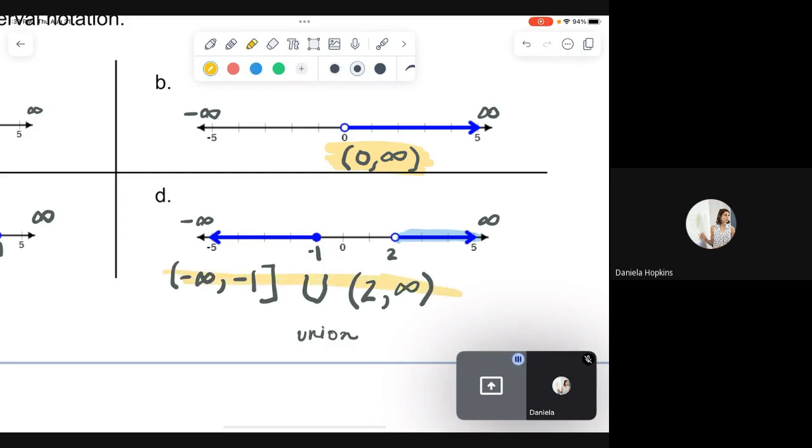Again, this is better than an inequality because your inequality would have been x is less than or equal to -1 union x is greater than 2. And no, that's just not as good.